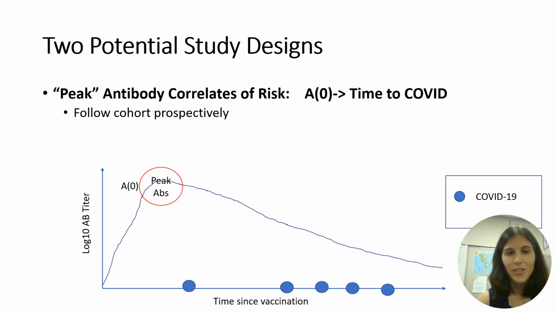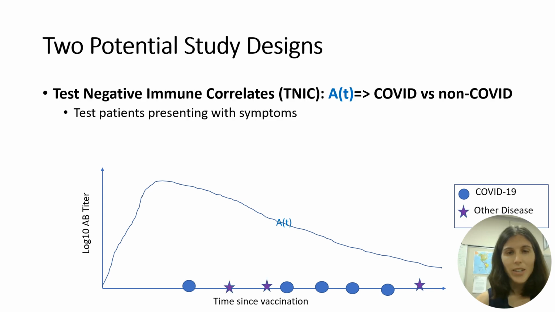There are two potential designs we'll consider: the peak antibody correlates of risk design, where we follow a cohort prospectively after vaccination, measure their antibodies at approximately peak, and then determine who gets COVID and who doesn't over time. Another design we can consider is the test negative immune correlates design, where we test any patients presenting with symptoms consistent with COVID-19, and then we measure their antibodies as an approximation of their antibodies at time of exposure.